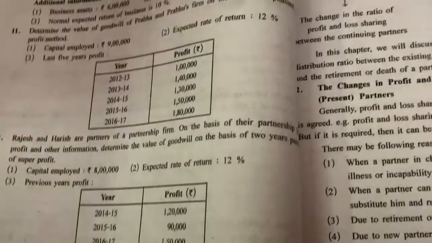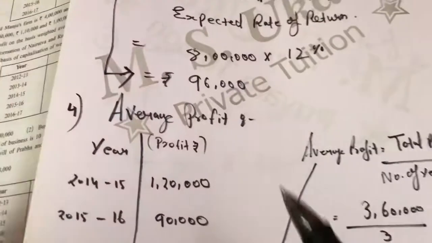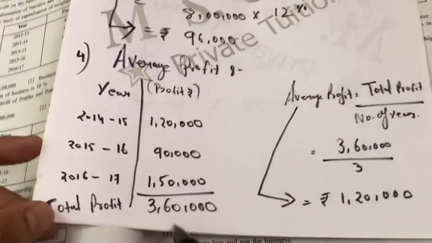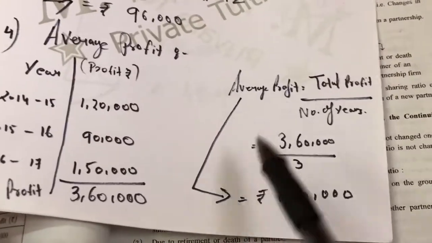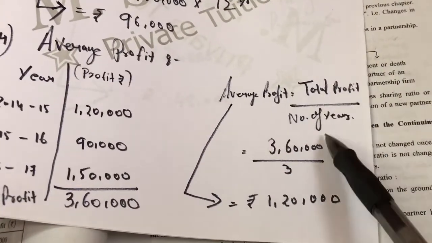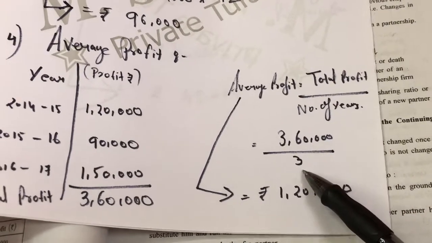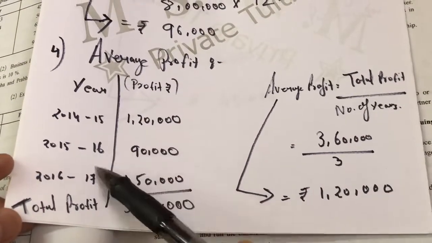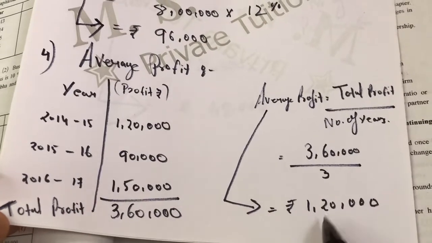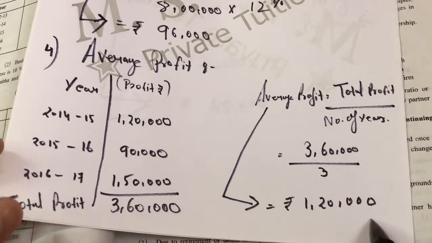So our fourth step in sum number 12, that is average profit, here we had calculated 3,60,000 and put the formula total profit upon number of year. So 3,60,000 divide by number of year is 3, 1, 2, 3. Okay, so our average profit will be 1,20,000.